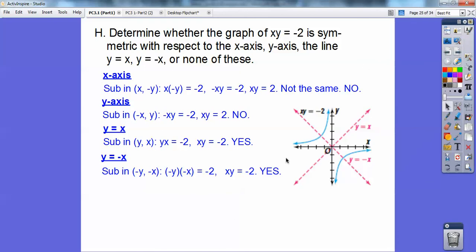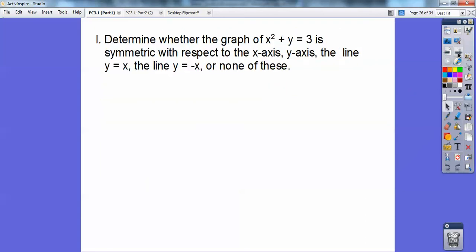And this graph, here's the graph right here. Here's the line y equals x right here. And can you see if I folded it right in half that this side would fold over on this side right here? Here's the line y equals negative x right here, and if I folded it down this line right here, then this side would fold over on that side right there. Okay, so it is symmetric with respect to y equals x and y equals negative x.